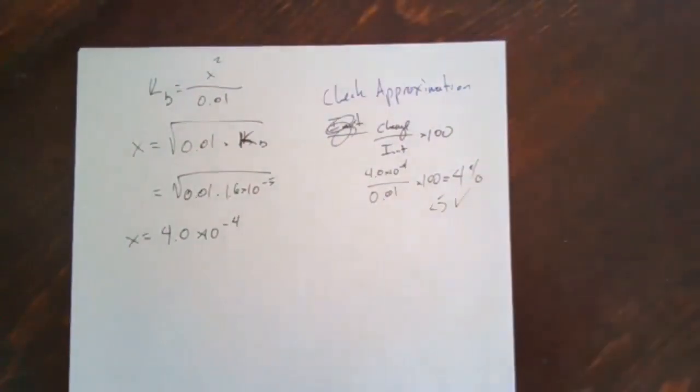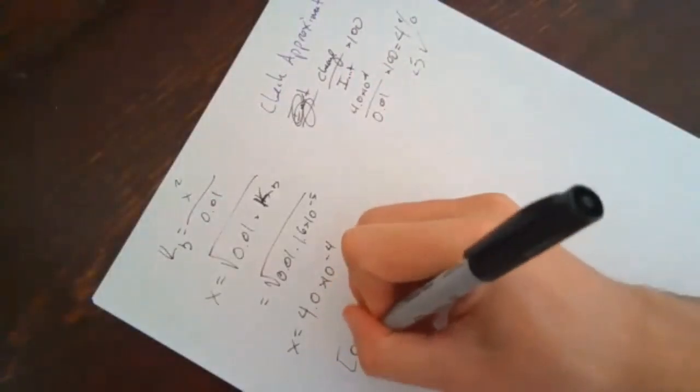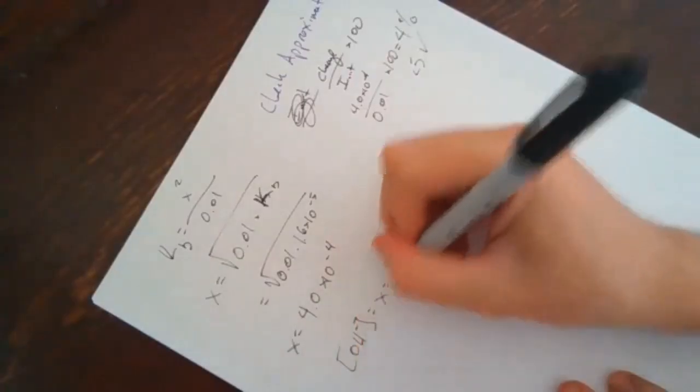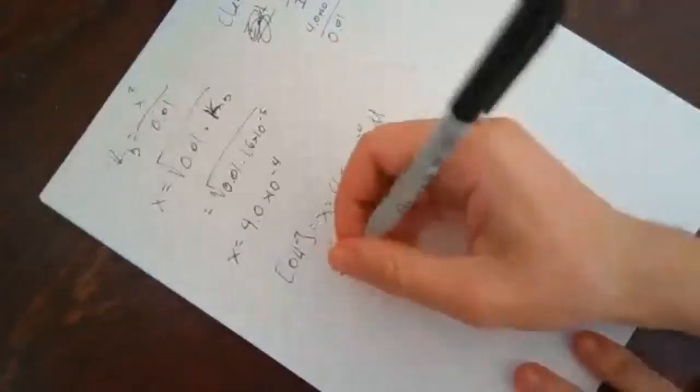We're pretty loose with our threshold because we really do want to avoid doing a quadratic formula. It really does end up introducing a great likelihood of making mistakes. And so we want to be sure that we avoid that and we just use our approximation. So now I've got my X. This X from the ICE table is equal to the concentration of hydroxide. So my concentration of hydroxide is equal to X, which is 4.0 times 10 to the negative fourth molarity.